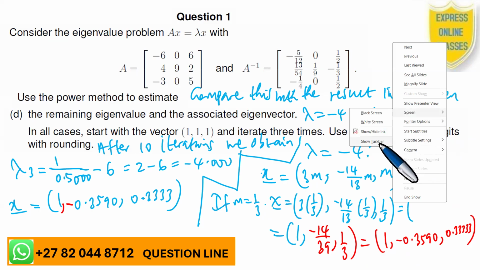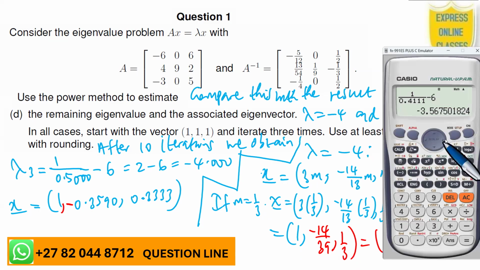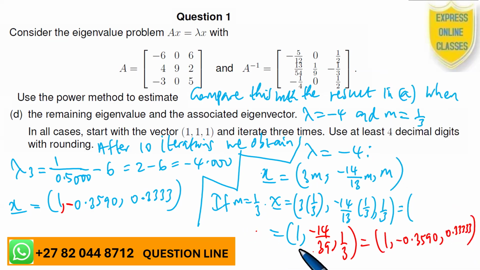So we're going to use this calculator to check the results. So now if we're going to say 14 divided by 39, which is 0.3590, which is this.